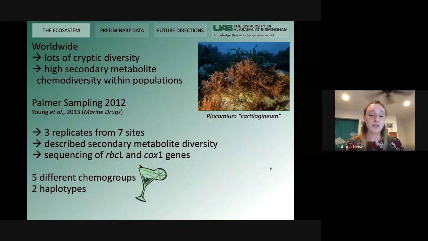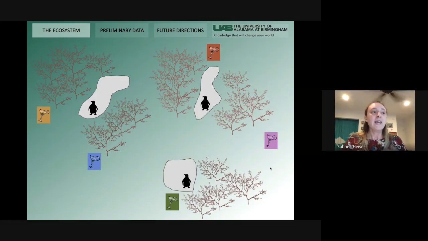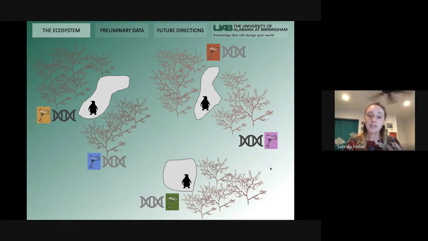And they also found 2 different haplotypes by doing the single gene sequencing, which means that individuals were genetically different from each other, but not different enough to be different species. The other thing that they observed was a very high site specificity for the chemogroup distribution. So certain chemogroups were found at certain sites. And the other thing that they identified was that certain chemogroups were produced by individuals within certain haplotypes. So we seem to have a very strong geographic distribution of those chemogroups, and we also seem to have some underlying genetic difference between the individuals.